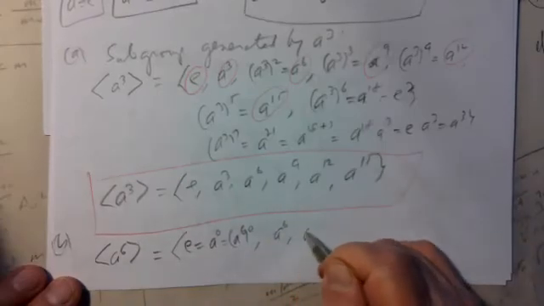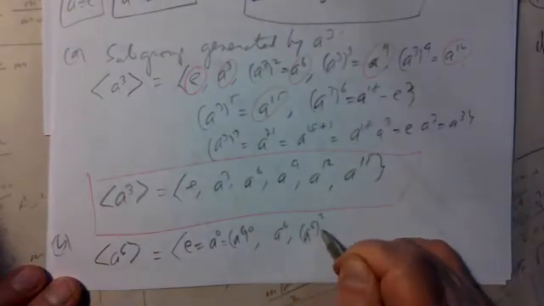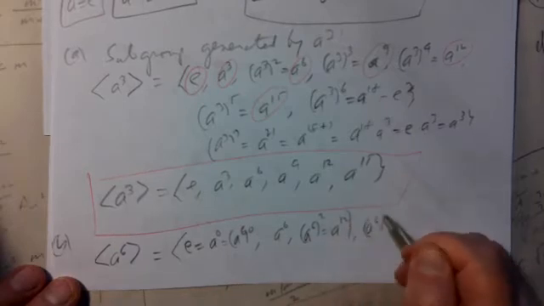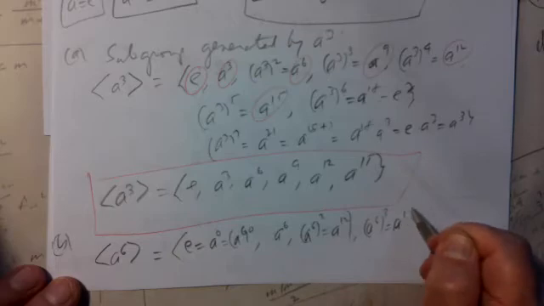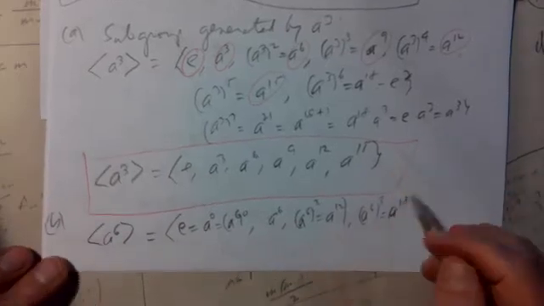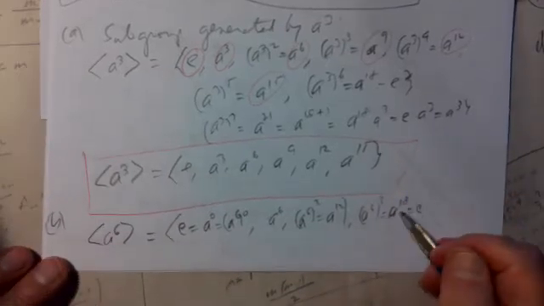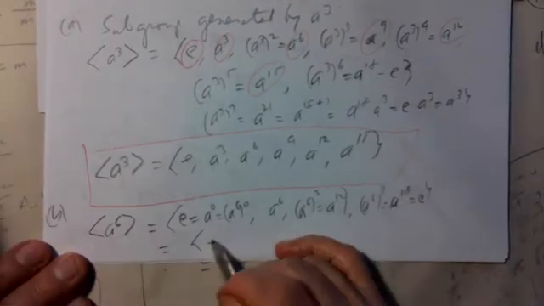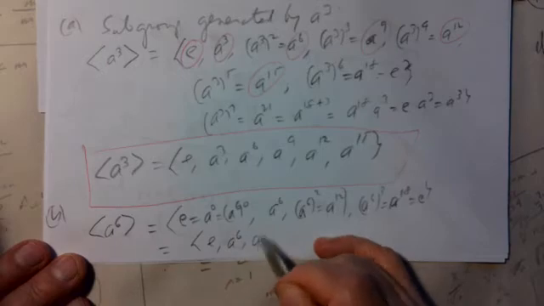A to the 6. A to the 6 squared is a to the 12th. A to the 6 cubed is a to the 18th. But a to the 18th is the identity. You're back to the identity. And then it just keeps repeating. So this subgroup only has 3 elements: e, a to the 6th, and a to the 12th.